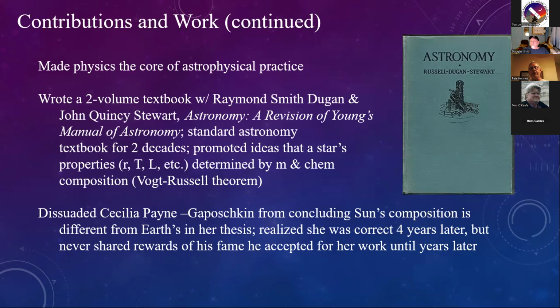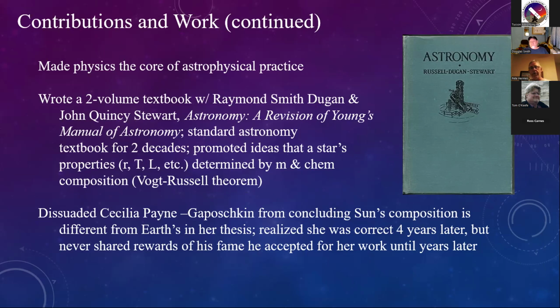Russell made physics the core of astrophysical practice. Here again, not just doing astronomical observations, but actually trying to work on theories, trying to work out problems with the data and the observations that were being collected by a lot of his colleagues all around the country, both on the East Coast, at Princeton. Like I say, he frequently made trips out to Mount Wilson, California. He wrote one of the definitive texts, along with two other gentlemen, that was used for a couple of decades at the college level with respect to astronomy.